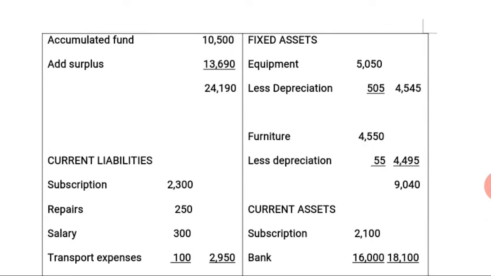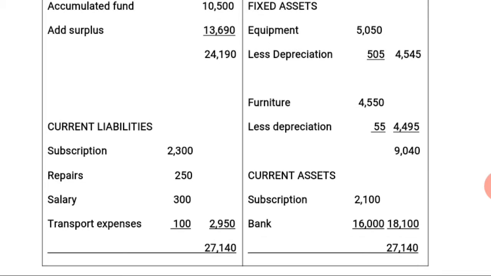So let's start with the right hand side of our balance sheet. We have the fixed assets and equipment which totaled 5,050 naira, less depreciation of 505 naira. We have the net book value of our equipment which stood at 4,545 naira.